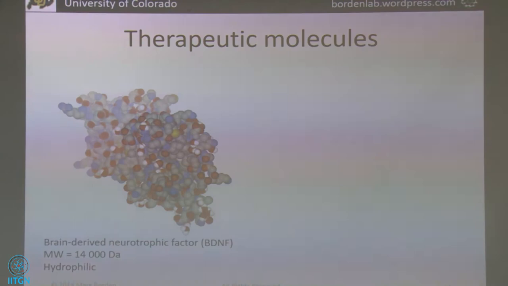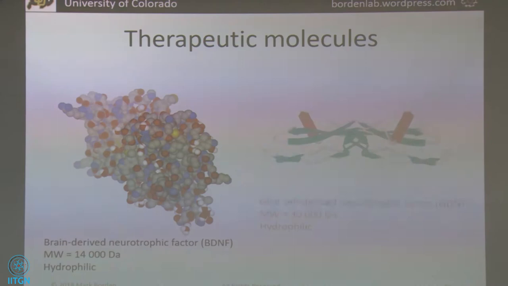BDNF has been shown in vitro to regenerate neurons. So this would be great for Parkinson's disease and multiple sclerosis and other neurodegenerative diseases. However, it's large. It's 14,000 Daltons, or 14 kilodaltons. It's very hydrophilic, so it doesn't get through the blood-brain barrier.